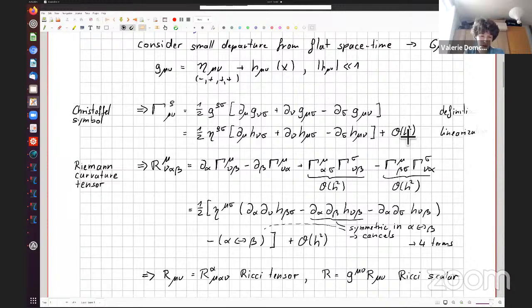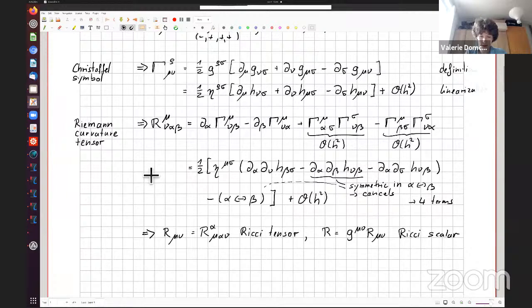Then once we have the Christoffel symbols, we can compute the Riemann curvature tensor. Again, this first line is the definition, taking contractions and derivatives. In particular, this second part of the curvature tensor always involves two Christoffel symbols. But since every term in the Christoffel symbol is already proportional to the perturbation h, if we contract two of them, it will always be of order h squared. Since we only want the leading order expansion, we can immediately drop these terms.